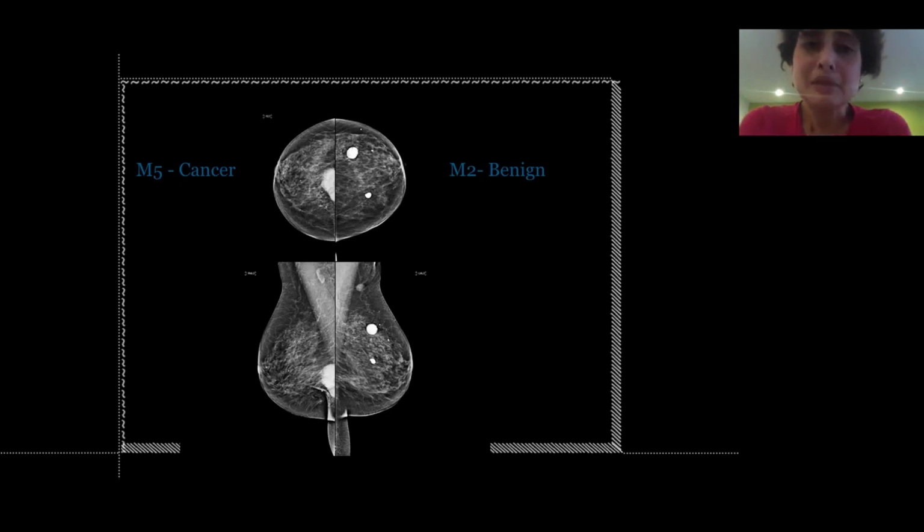So appearances of the lesions in the left breast: well-defined, rounded lesions. They have a halo surrounding them, and on comparison with previous images, if these were present, it tells me that they are benign lesions. So these are M2 benign mammograms on the left.